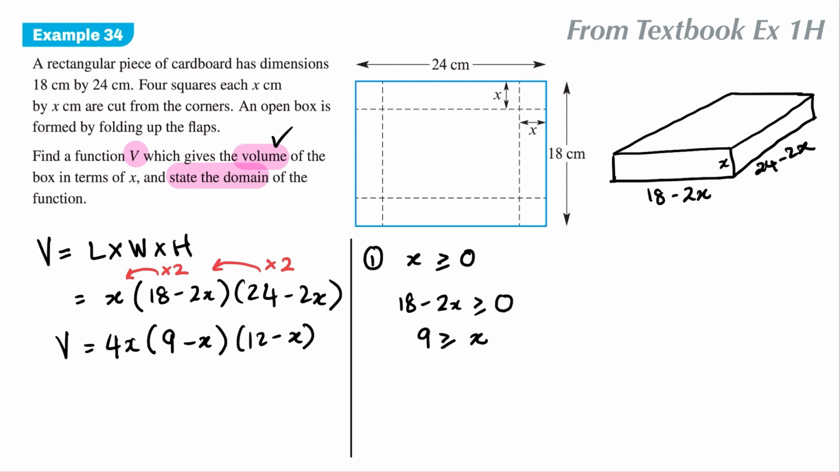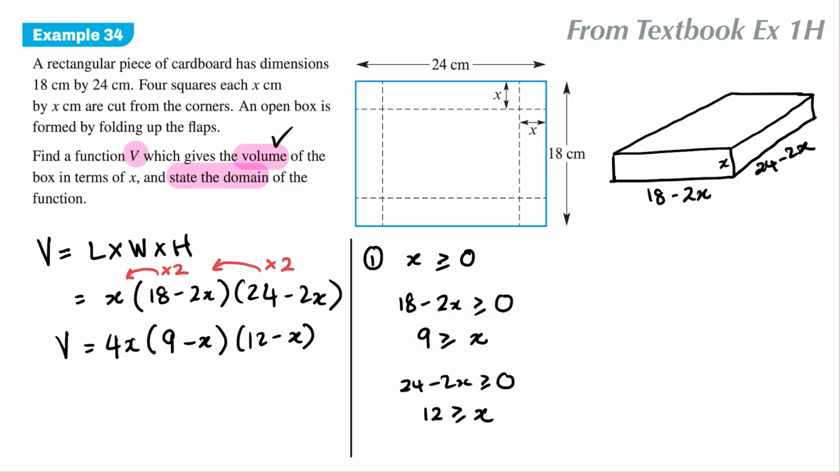All right, we'll do the same for the last one. So that'll be 24 minus 2x greater than or equal to 0. Same thing, if I take that over and divide by 2, I get x needs to be less than or equal to 12. Now, this is very interesting because this one's saying less than 9, this one's saying less than 12. Which one do we take? Well, the answer is that you always take the one that is more restrictive.